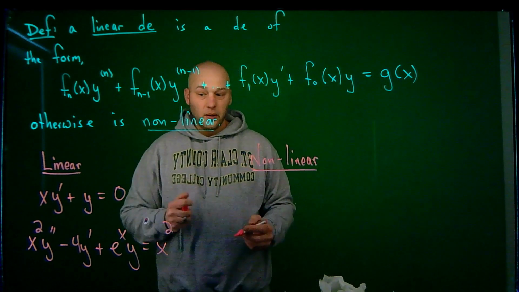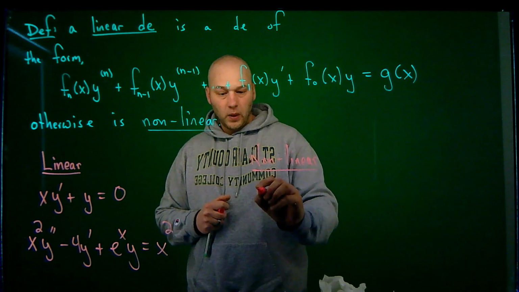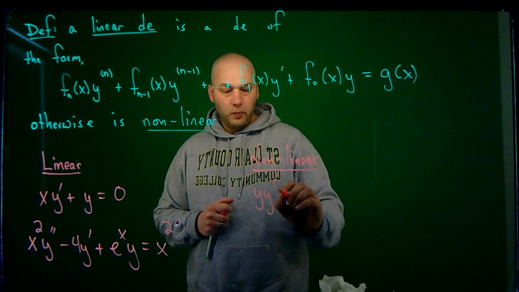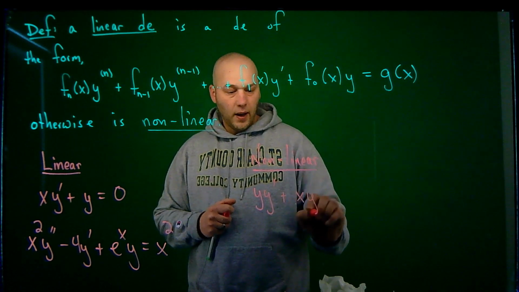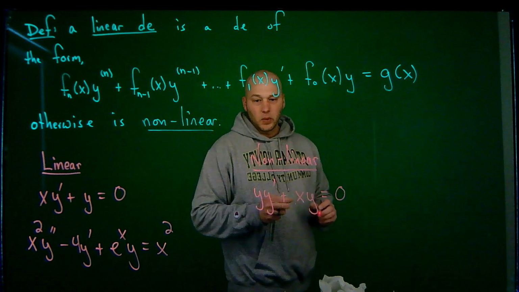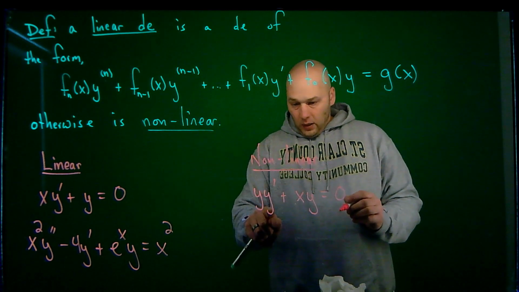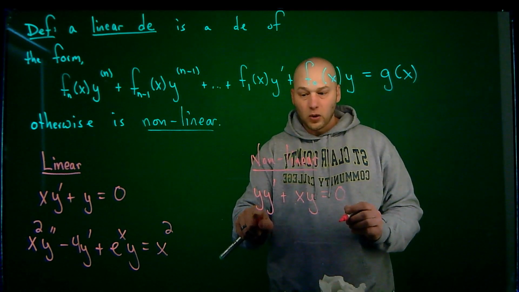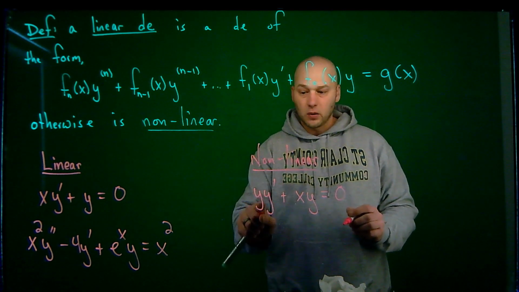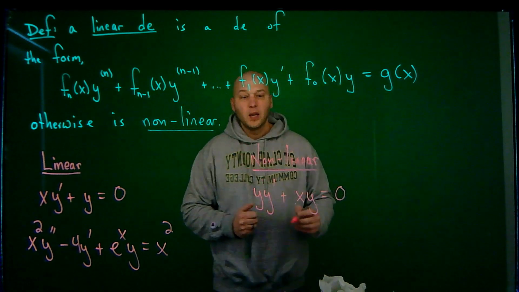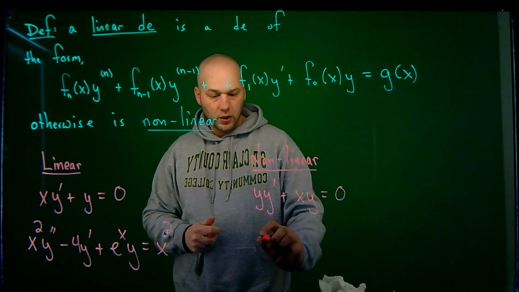Well, here's an example of a nonlinear differential equation. Let's say I did y prime plus x y is equal to 0. This would be a nonlinear differential equation because if I look at the term that has a y prime, the coefficient depends on y. So this would make that nonlinear because remember that for linear, the coefficients must depend on just x.